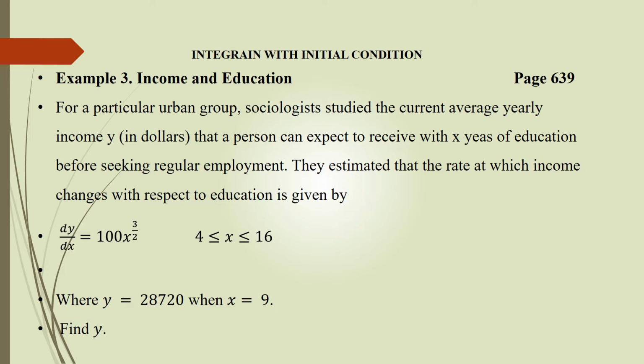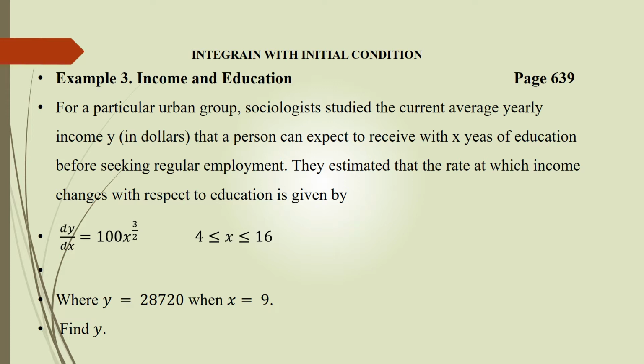Okay, for a particular urban group, sociologists study the current average yearly income y in dollars that a person can expect to receive with x years of education before seeking regular employment. They estimated that the rate at which income changes with respect to education is given by dy/dx. So dy/dx is equal to 100 x^(3/2).